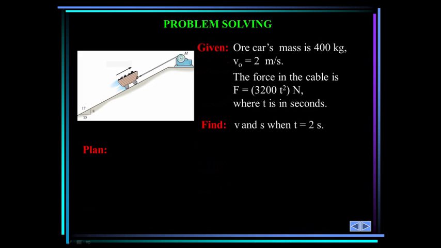Here's another problem. The mine car's mass is 400 kilograms. The initial velocity is 2 meters per second. The force in the cable is a function of time. It is equal to 3200 t squared, where t is in seconds and the force is in newtons. We are on an 8 on 15 slope. Find the velocity and the distance when t is equal to 2 seconds.